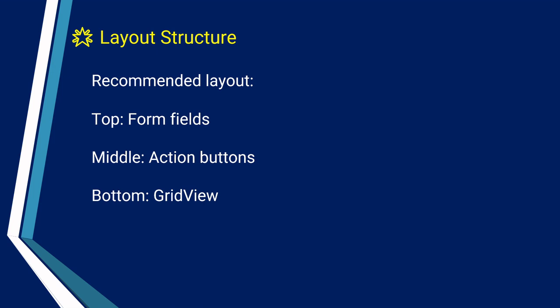A clean layout places form fields at the top, action buttons in the middle, and the grid view at the bottom. This structure keeps the form organized and easy to navigate.